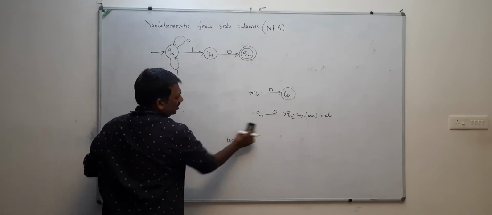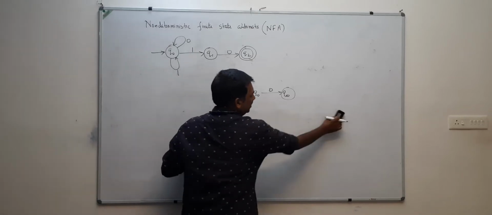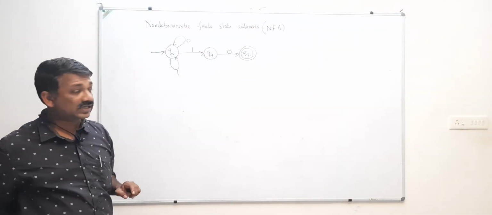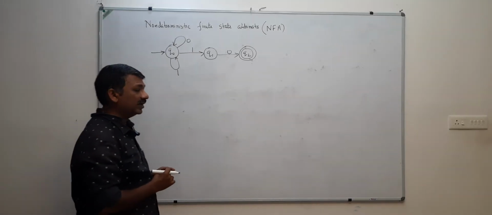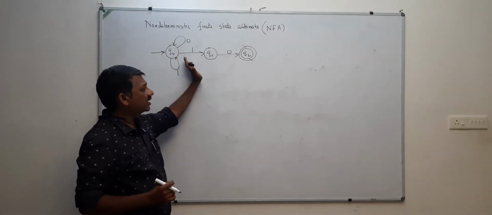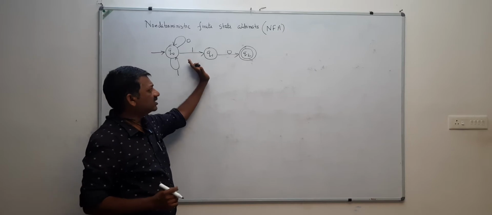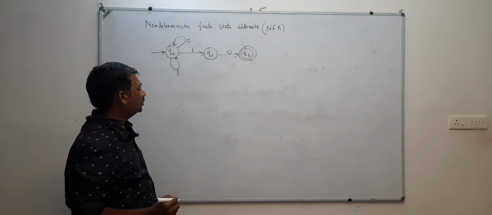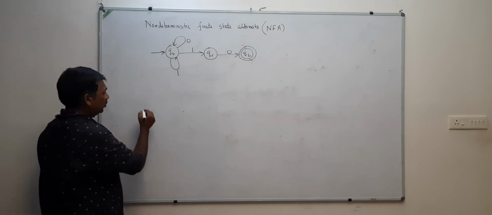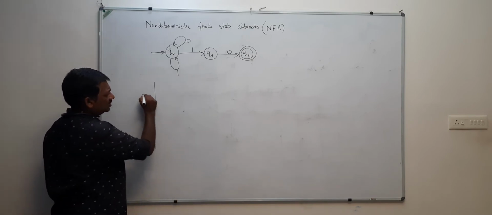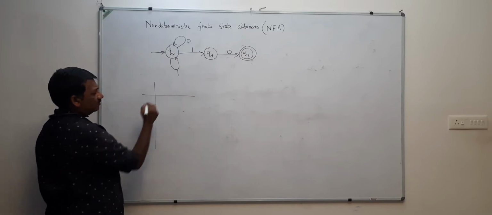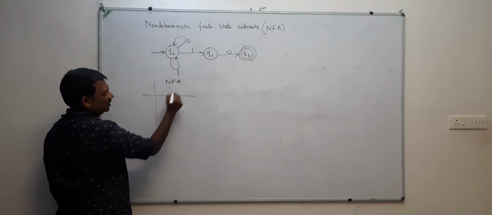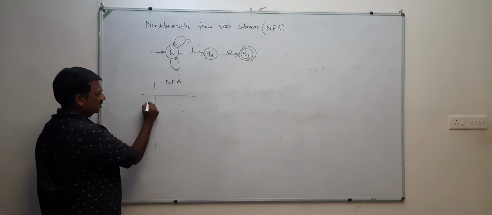A non-deterministic finite automaton accepts the same language which is accepted by a deterministic finite automaton, and we can easily convert a non-deterministic finite automaton to its equivalent deterministic finite automaton. So how that can be done, I will show you. Suppose the non-deterministic finite automaton NFA is defined like this.